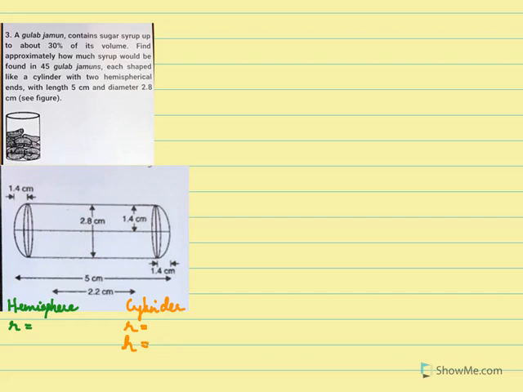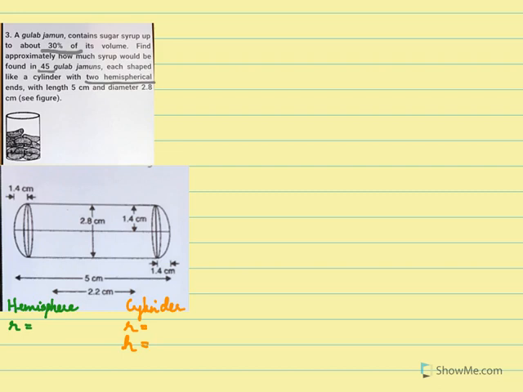A gulab jamun contains a sugar syrup up to about 30% of its volume. Find approximately how much syrup should be found in 45 such gulab jamuns, each shaped like a cylinder with two hemispherical ends with length 5 centimeters and diameter 2.8.